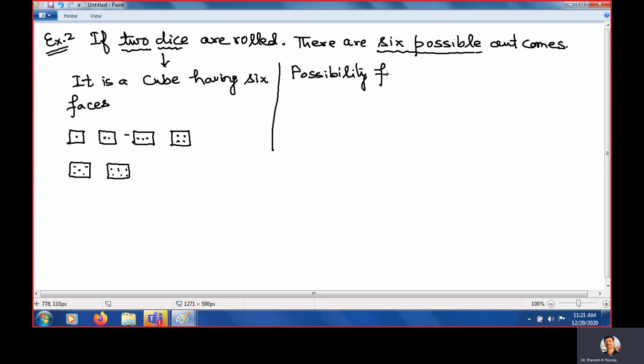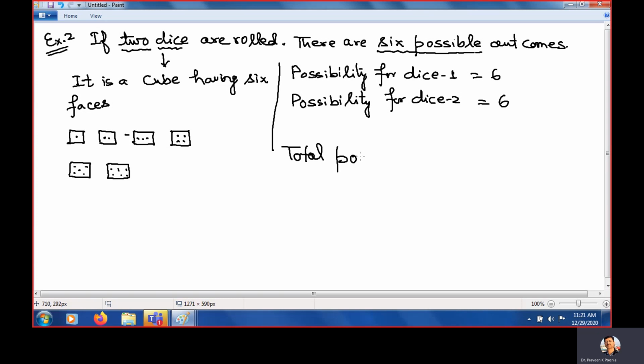Possibility for dice 1 is 6, and possibility for dice 2 is also 6. Clear? So how many total possibilities if we rolled 2 dice? Total possibilities is equal to 6 times 6. How many? It is 36. You can check. I will tell you why we are getting 36 possibilities.